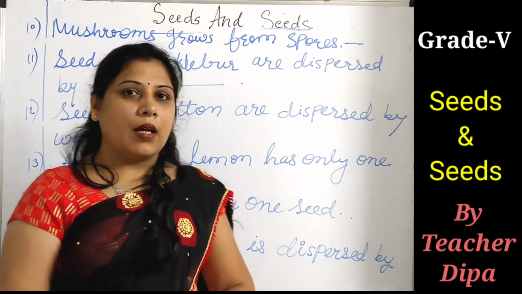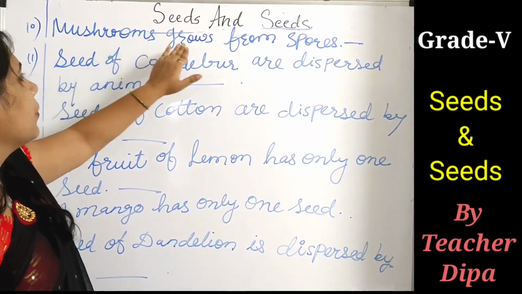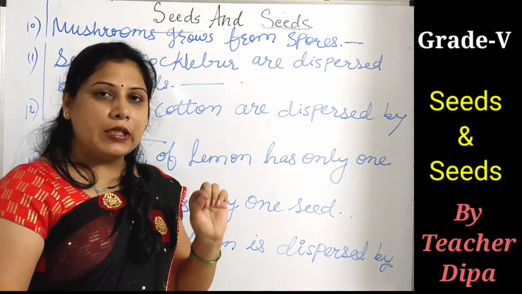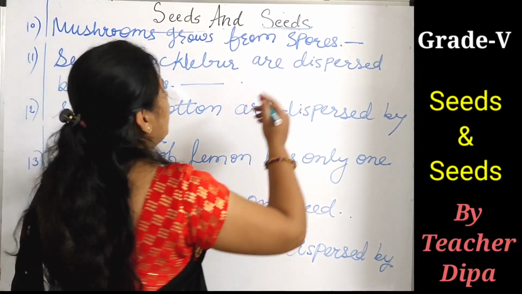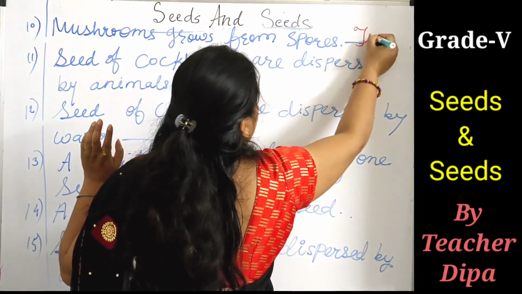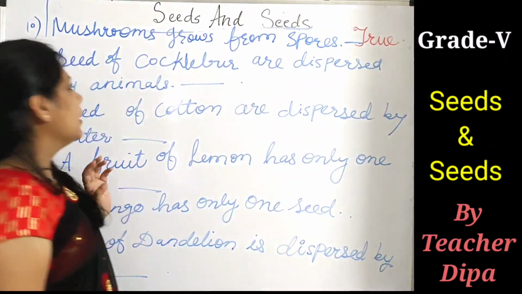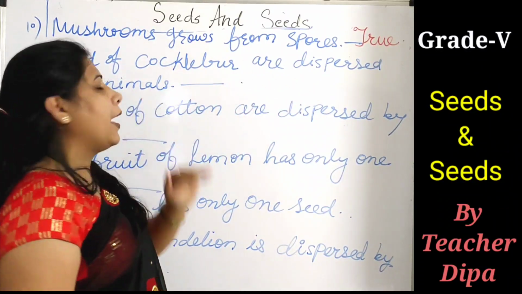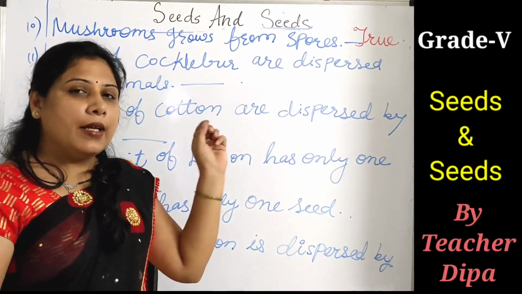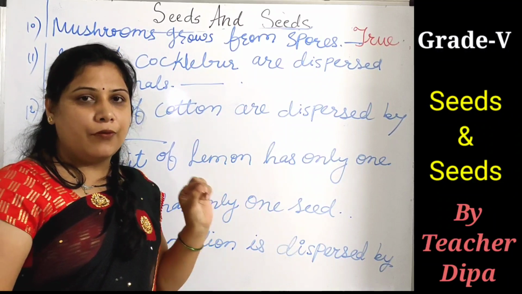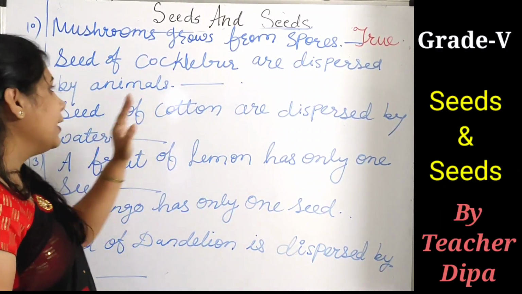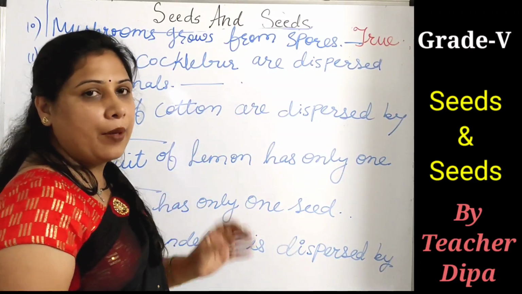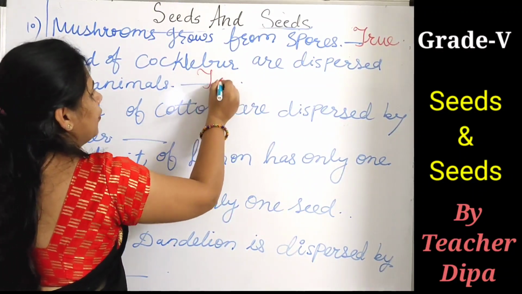The next statement is, mushrooms grow from spores. Yes, mushrooms have little spores on their body, so they can grow from spores. So the statement is true. The next, seeds of cocklebur are dispersed by animals. Exactly, it has little thorns on the seed, so it can disperse when animals go by and it gets stuck to their body. So this is also true.